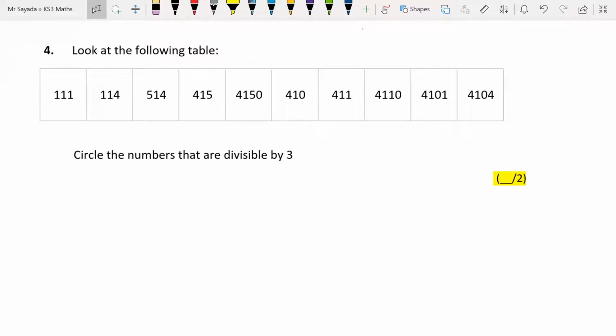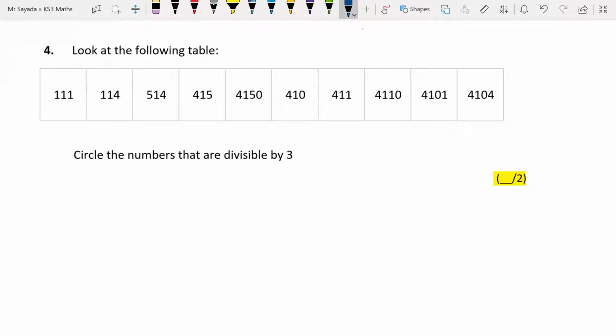You should have now done this question. We need to circle the numbers that are divisible by 3. What is the check to find out if a number is divisible by 3? Pause the video while you say your answer and press play once you're ready. So the check to see if a number is divisible by 3 is you add the digits together and see if the total divides by 3.